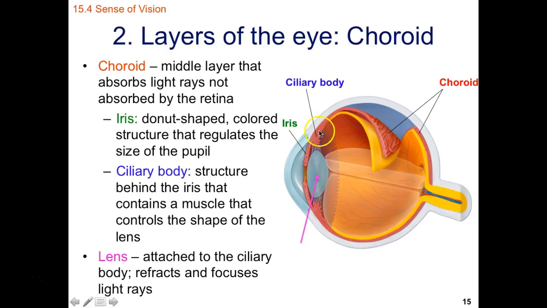Our ciliary body contains within it a ciliary muscle, and it's posterior to the iris. And this helps to control the shape of our lens by these suspensory ligaments here. So when it contracts or relaxes, it can pull and narrow the lens, or it can relax and cause the lens to become more circular and wider. And the function of our lens is going to be to refract and focus the light rays onto our retina.